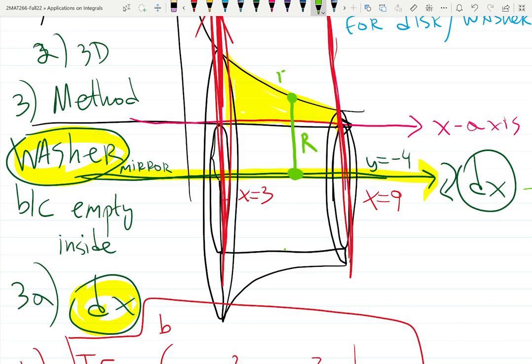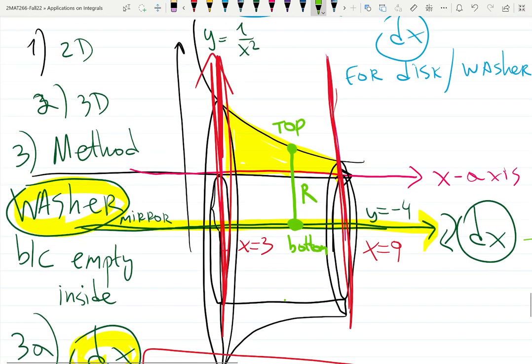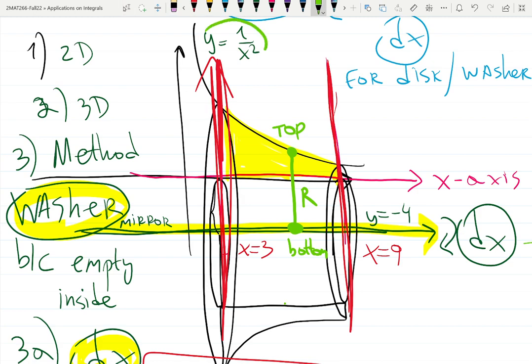Capital R. Top minus the bottom, because it's dx case. Top minus the bottom. That's it. Not too bad. What is the formula going to be for top minus the bottom? 1 over x squared minus? Nope. Minus 4, exactly. Good job.